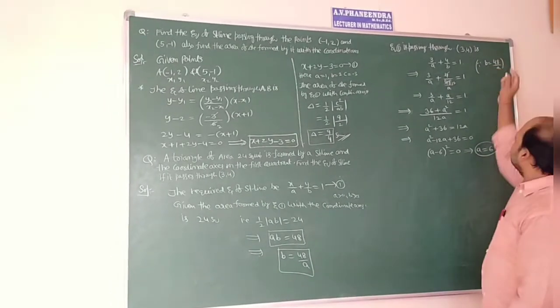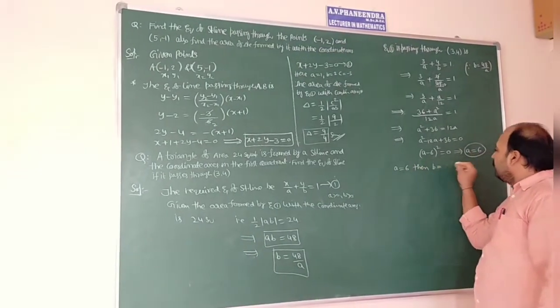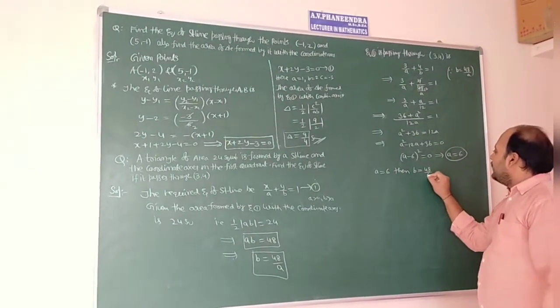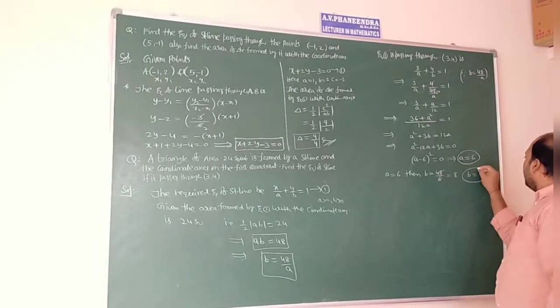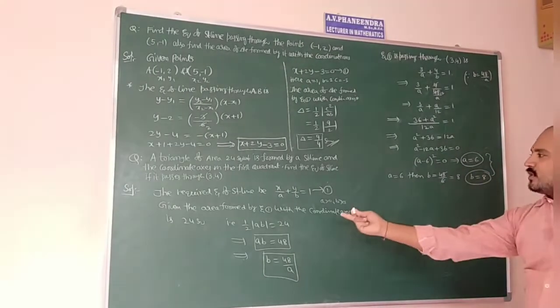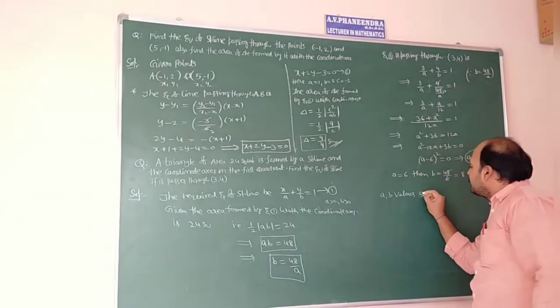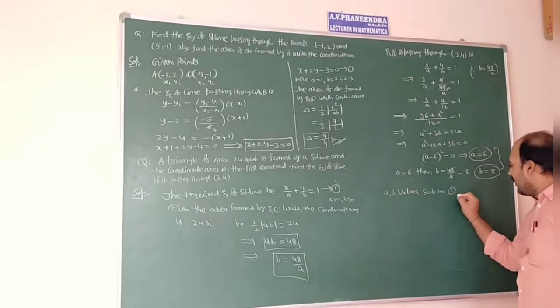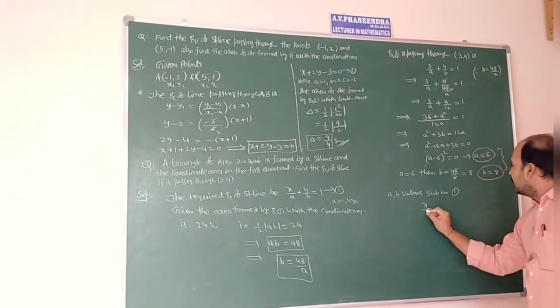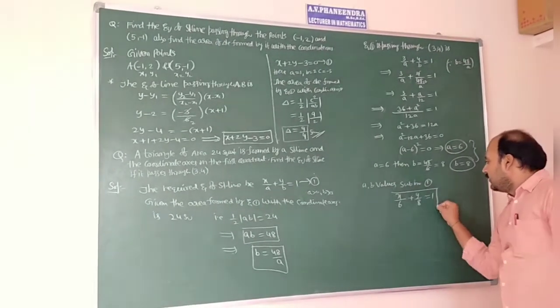A is equal to 6, substitute in b. Then b is equal to 48 by a, a means 6, 6 8s are 48. So therefore b is equal to 8. The a, b values substitute in equation 1. We get the required equation of line x by 6 plus y by 8 is equal to 1.